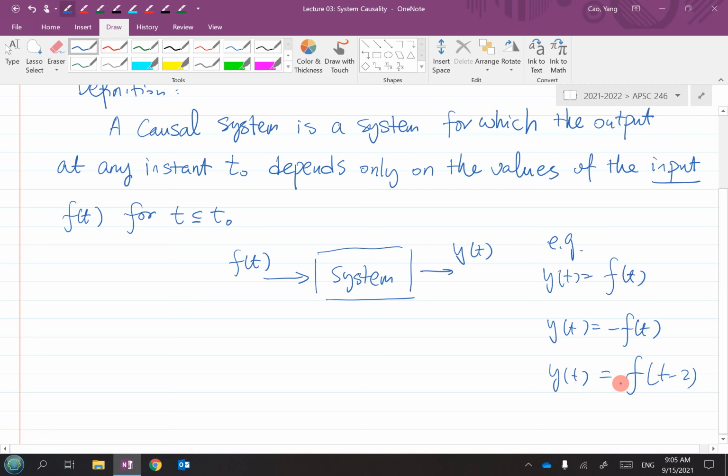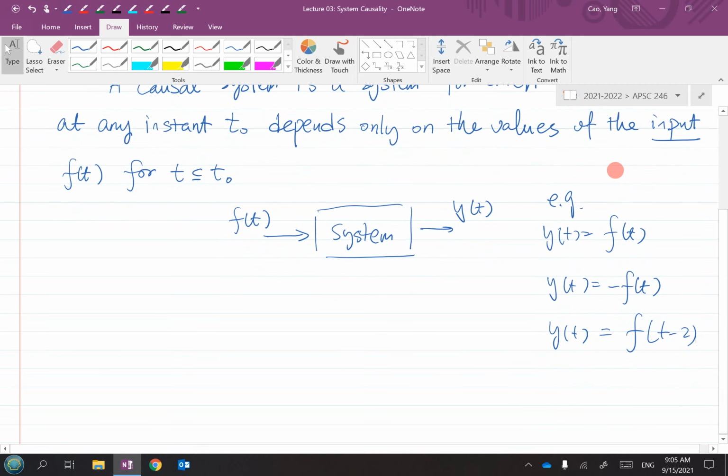Now I want to clarify a few things, because I have noticed some common mistakes in the past. This is a quick review. We know this is called a function. Mathematically, of course, here it represents an input, but this is literally just a function.